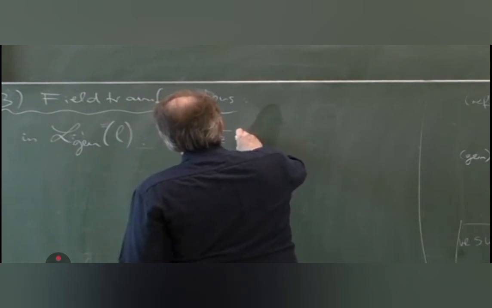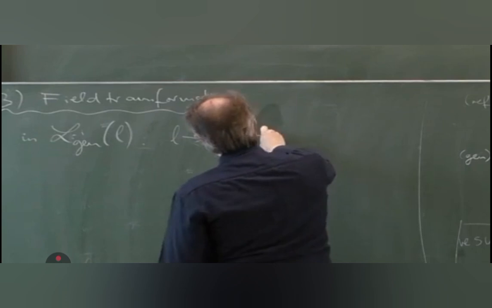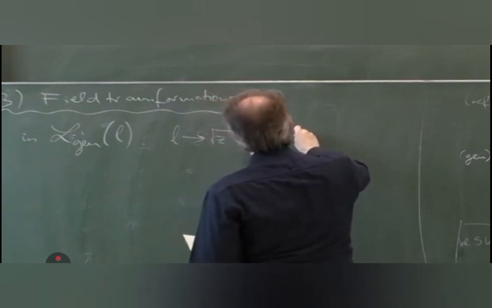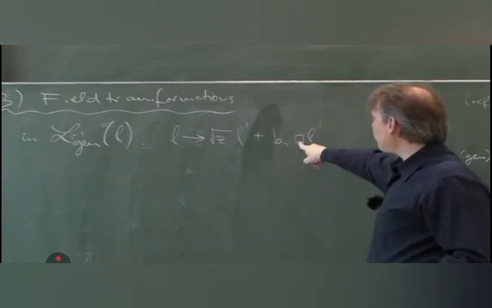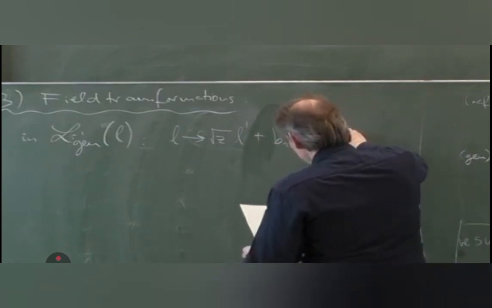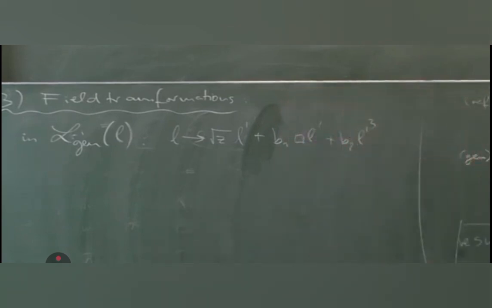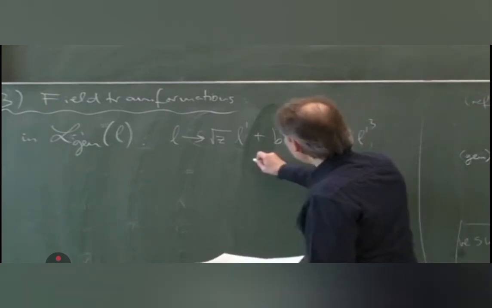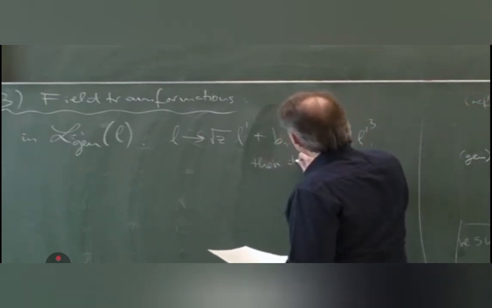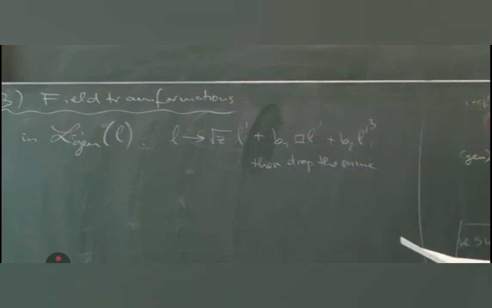So the most general structure of that kind would be a linear term with an arbitrary coefficient plus a term B1 times a dimension 3 operator, which has the same symmetry property, is linear, namely D'Alembert L prime, plus B2 times L prime cubed. So these are the only three expressions of up to dimension 3 which have the same discrete symmetry property as the original L, and for simplicity we drop the prime. So we will not distinguish L prime and L anymore.